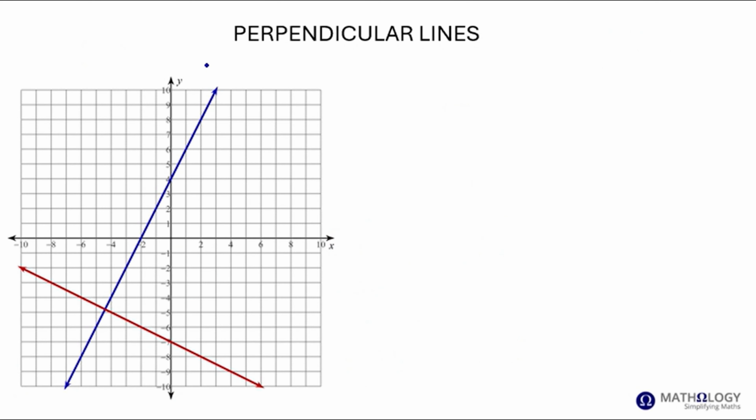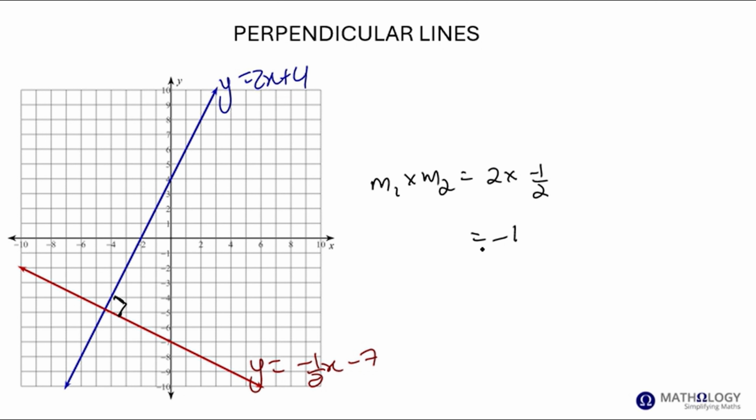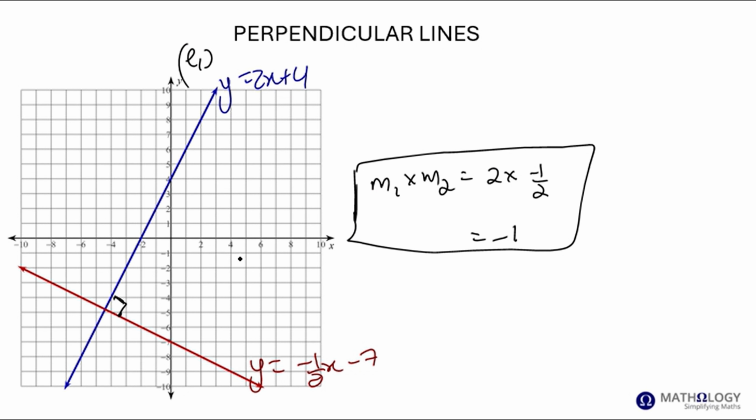I've sketched the two functions again. So y equals 2x plus 4 is the blue line. And the red line is y equals minus a half x minus 7. These lines are perpendicular to each other, so we can mark that they cut at 90 degrees. And they cut at 90 degrees because gradient 1 times gradient 2 is 2 times minus a half, which equals -1. Because of that, because gradient 1 times gradient 2 is -1, the two lines are perpendicular to each other. So line 1 is perpendicular to line 2.